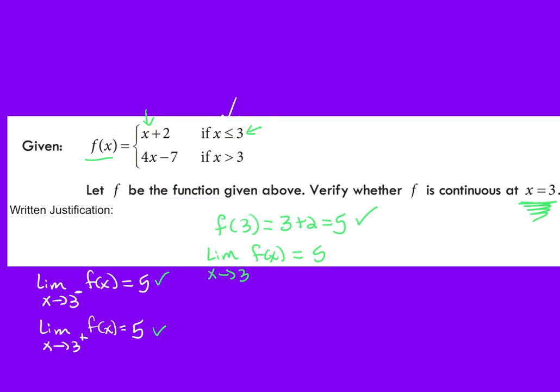So the function exists, the limit exists, and to write the proper justification: because f of 3 equals the limit as x approaches 3 of f of x, and they both equal the value 5, therefore f is continuous at x equals 3.